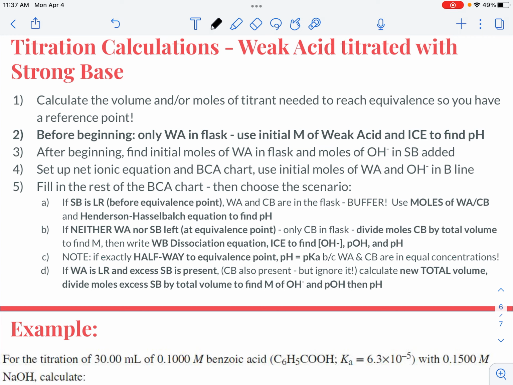This is the same as if you had only a weak acid given to you. What's the pH of hydrofluoric acid? So it's the same exact idea before you've started to titrate. After you begin, then you're going to find moles of the weak acid in the flask and moles of OH minus added, and you're going to set up your BCA chart and put those in. The biggest difference now is that you will be creating a buffer, or maybe as you're looking at this, you're going to use up some of the weak acid and not all of it. You're going to use up all of the strong base, and you're going to form some of the conjugate base.